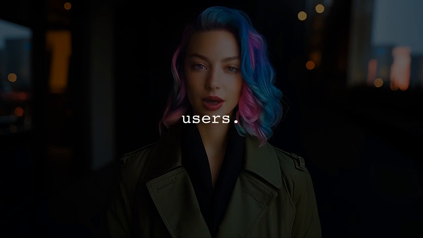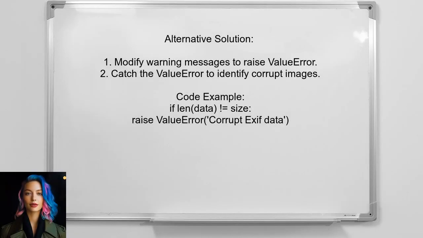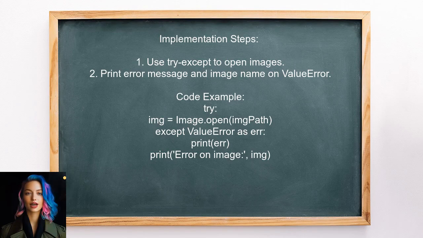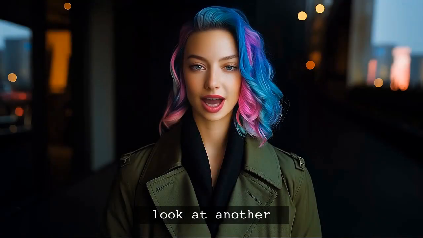Now let's look at the answers provided by other users. An alternative approach to identify images with possibly corrupt EXIF data involves modifying the warning messages in your code. By raising a value error when corrupt data is detected, you can catch this error and handle it accordingly. This user suggests using a try except block to open images. If a value error occurs, you can print the error and the image name, allowing you to easily identify and remove the problematic files. Let's take a look at another answer from another user.